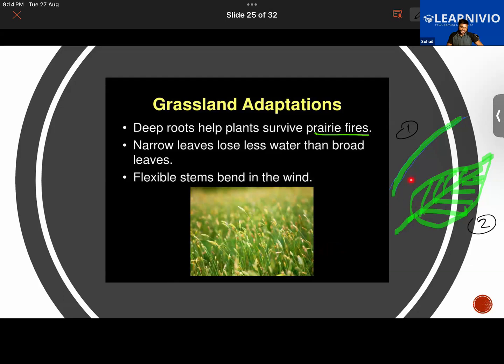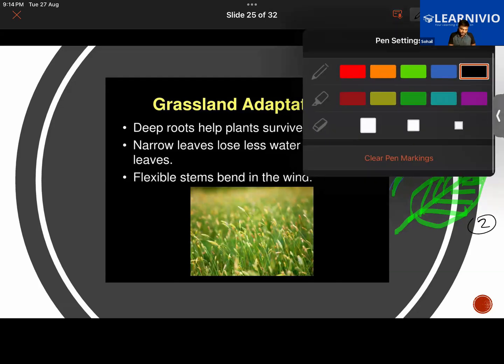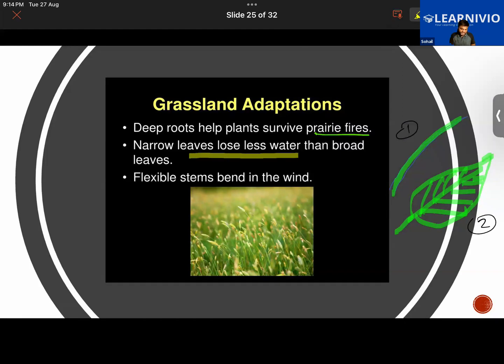But in the case of grassland, the leaves are very narrow. They are very narrow, and they are long also. So they don't require much water, and neither will they be losing much water. Getting it, guys? So narrow leaves lose less water than broad leaves.